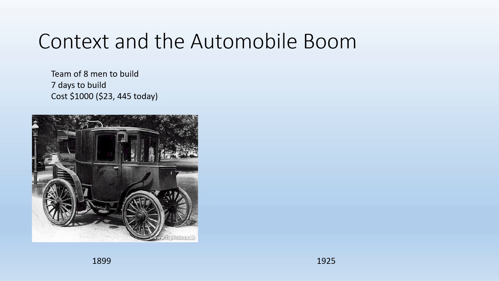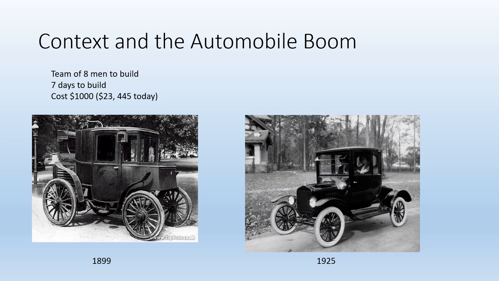By 1925, a very, very intelligent car manufacturer named Henry Ford, who owned Ford Motor Company, came up with a new way to build cars. He said, we shouldn't have 8 men spend a whole week building one car. I should get loads of people building cars on an assembly line. And this is the vehicle that he came up with.